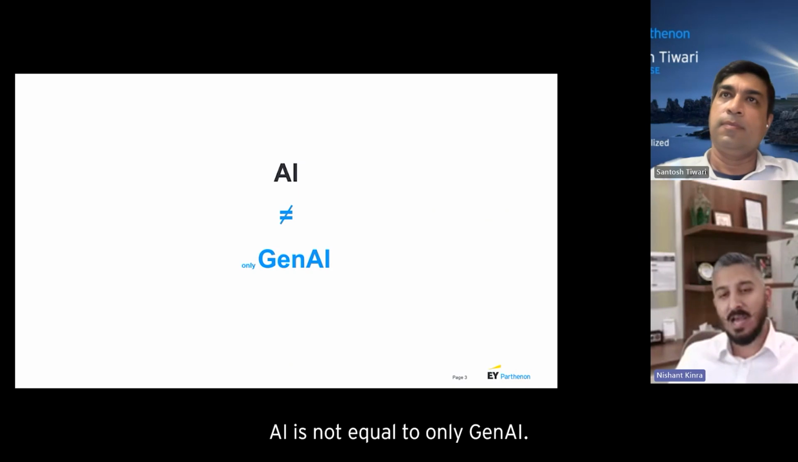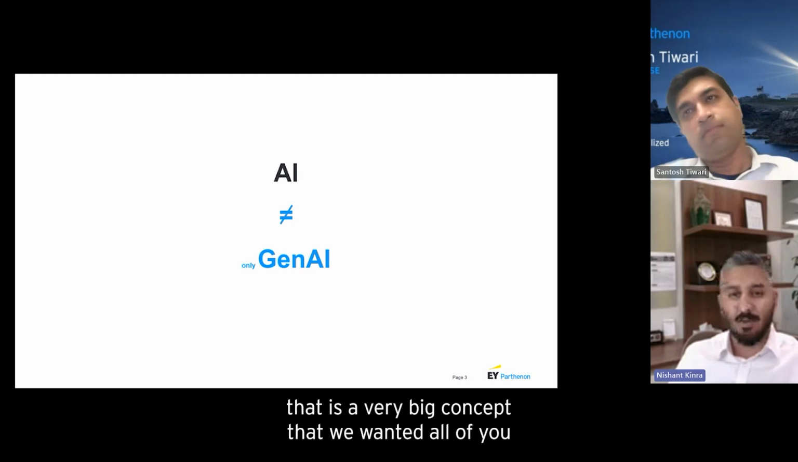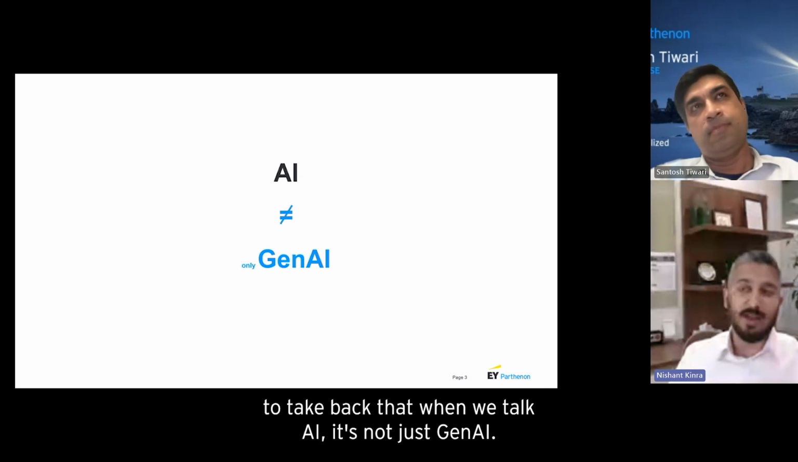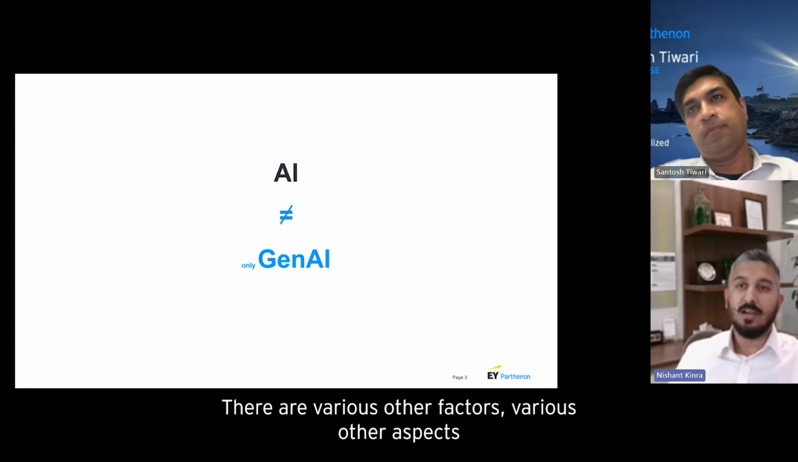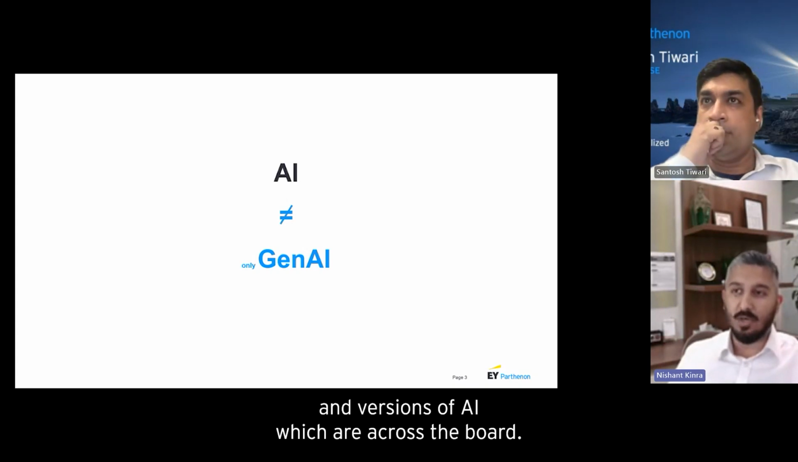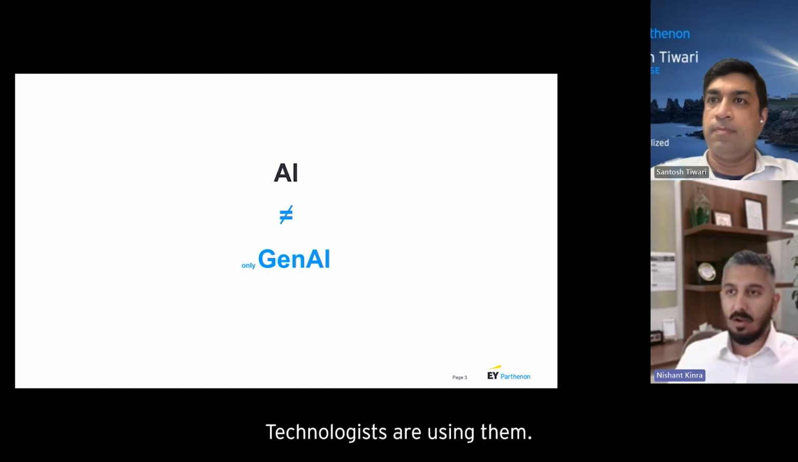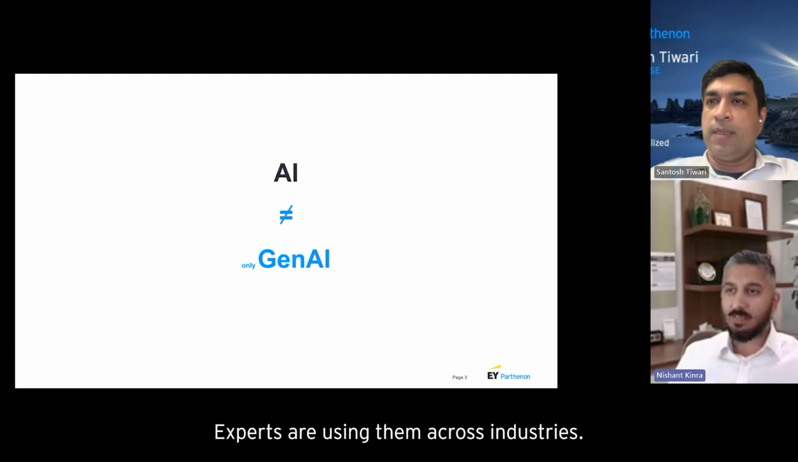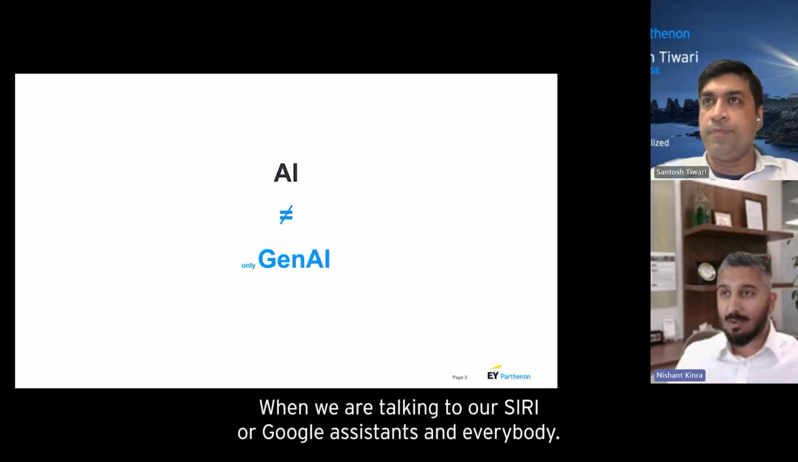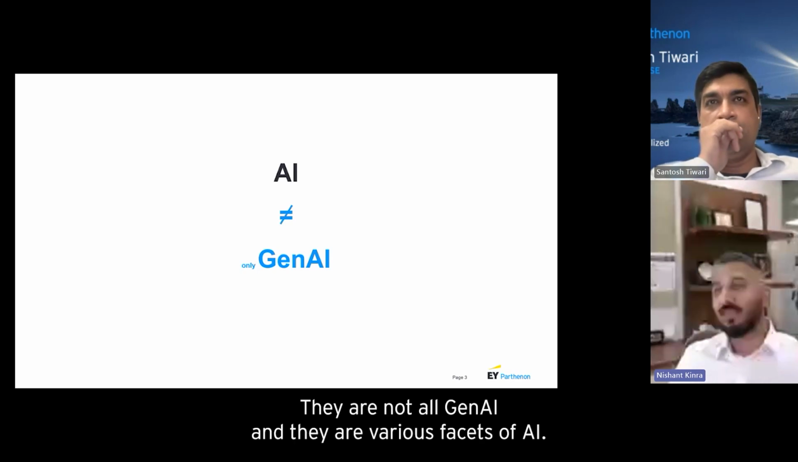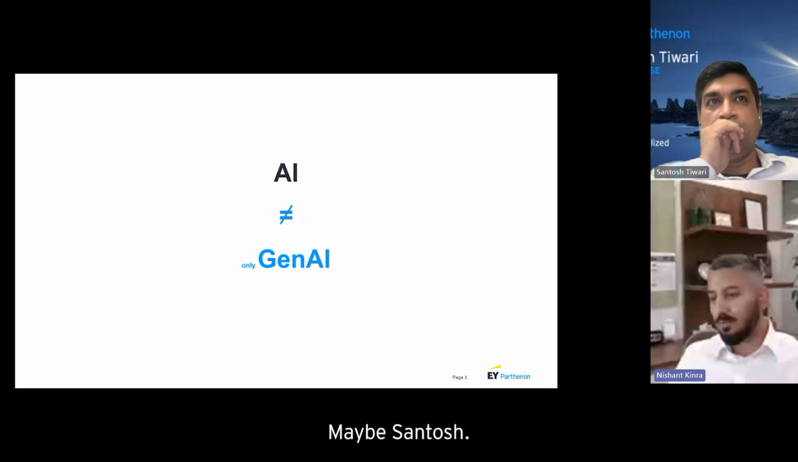But that's not the case. AI is not equal to only Gen AI. That is a very big concept that we wanted all of you to take back. That when we talk AI, it's not just Gen AI. There are various other factors, various other aspects and versions of AI, which are across the board. Technologists are using them, experts are using them across industries. We are all using them as well when we're talking to our Siri or Google Assistants and everybody. They're not all Gen AI. There are various facets of AI. Maybe, Santosh, what are your thoughts on this?